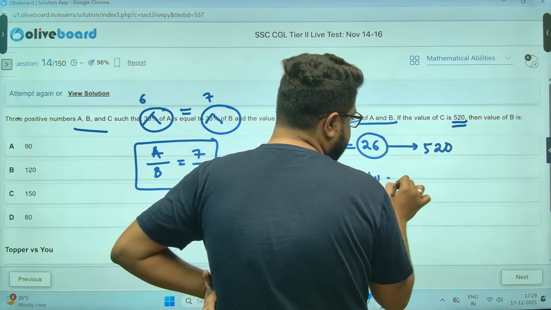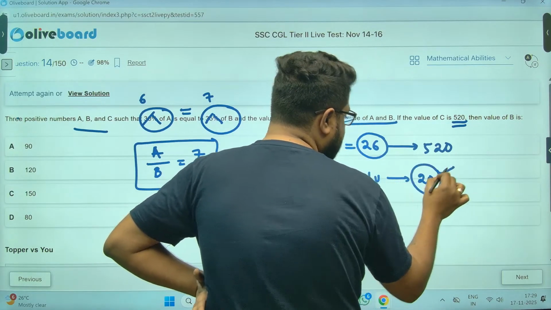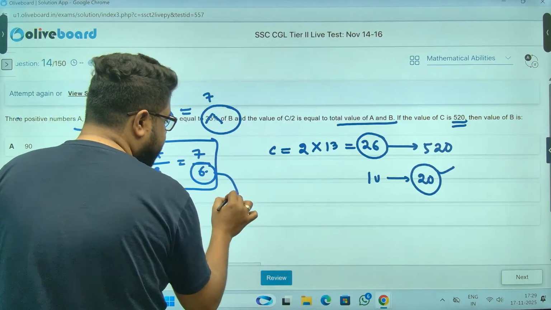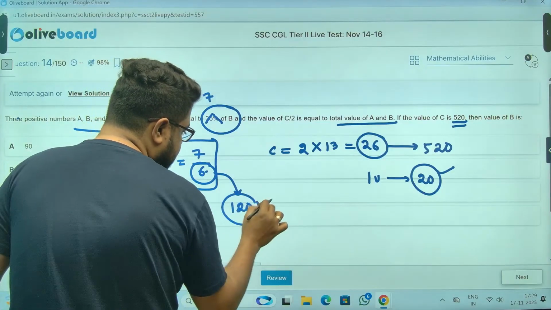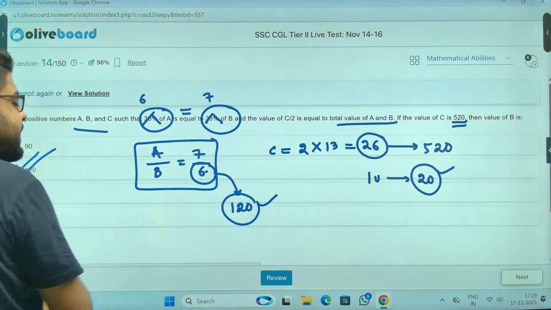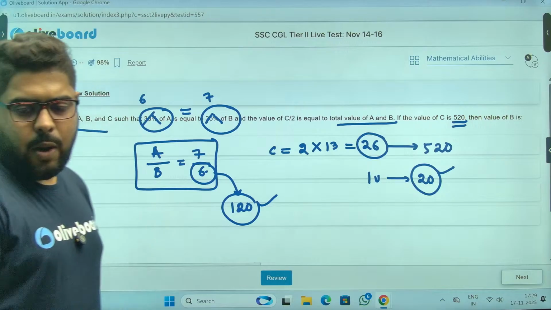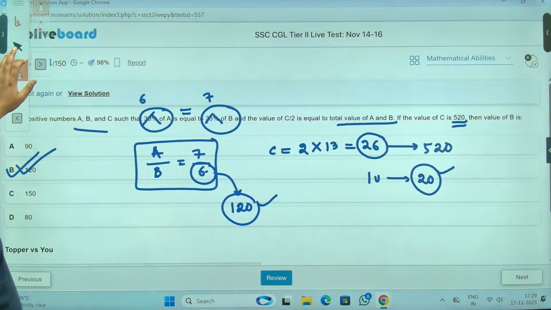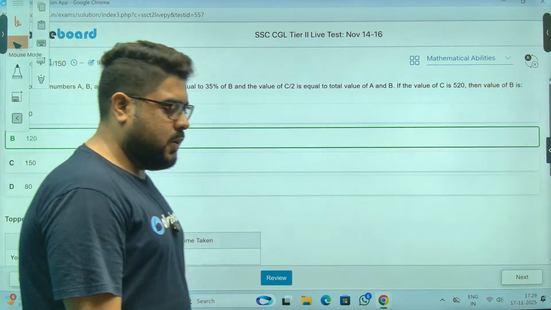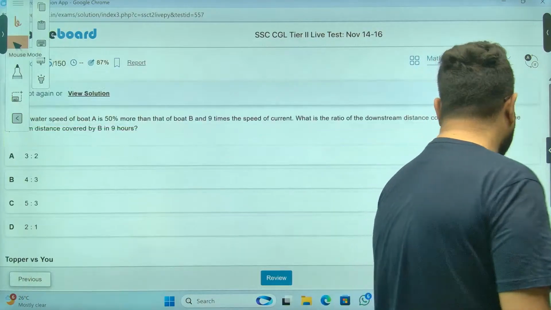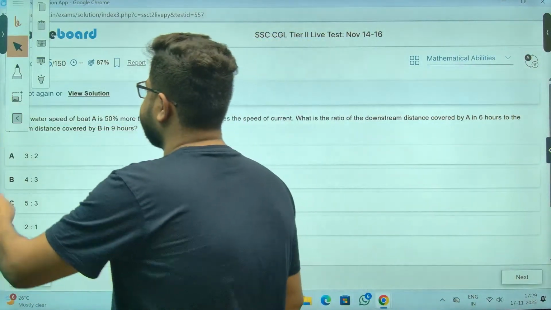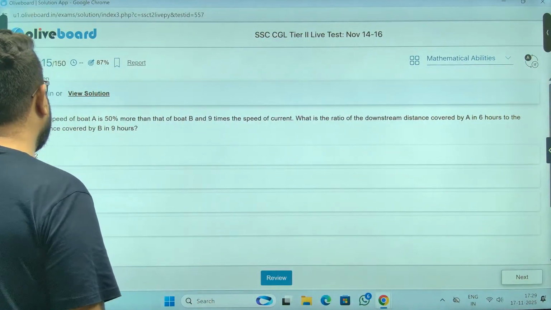So 1 unit will be how much? Sir, 20. So value of B is 6 units. That will be, sir, 120. Again, sir, as simple as it can get, option B is the correct answer. Done. देखो, 2 minutes में question बन रहा है. 2 minutes में. Next one.